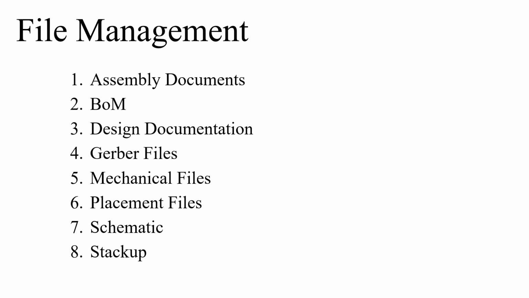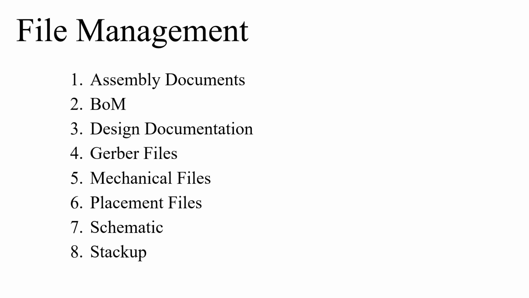And then design documentation. If you made any calculations, or if you tried some level of testing, you can document that and keep it in this folder. Gerber files. Gerber files are very important for PCB manufacturing, and they contain all the information about how the etching will be. Mechanical files. These will be used for 3D modeling. If you're designing a PCB enclosure, you can use these mechanical files. Placement files. Placement files are used for automatic assembly when you are sending the board assembly outside.